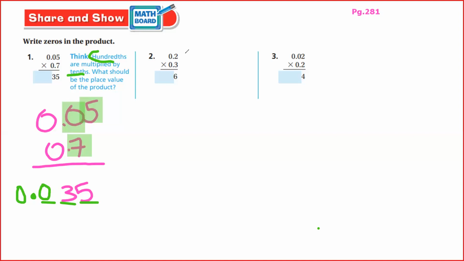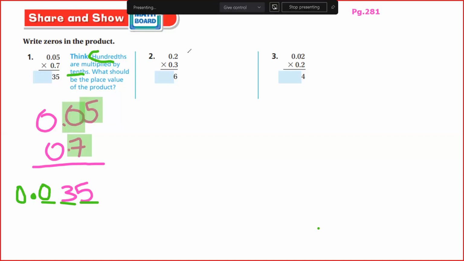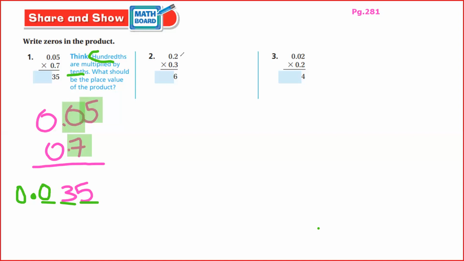Yes, teacher. Yes, Sarah. 0.2 times 0.3. Okay. What do you have to do first? So we're going to take out the 0 and the decimal points. And you multiply. Yes, and multiply. So 2 multiplied by 3 equals 6.